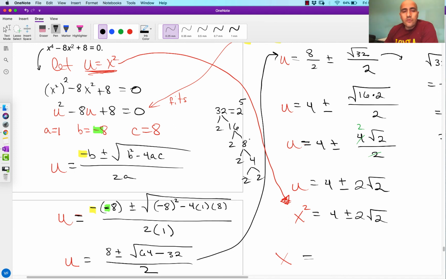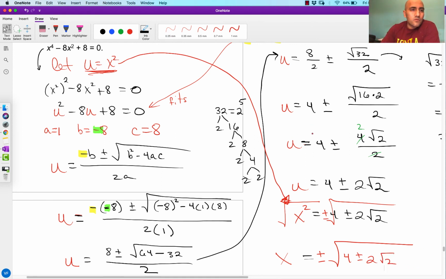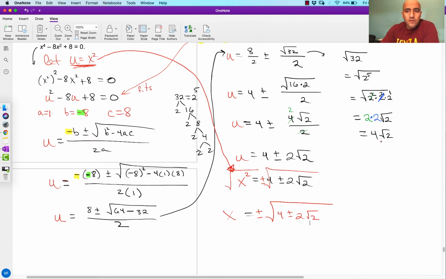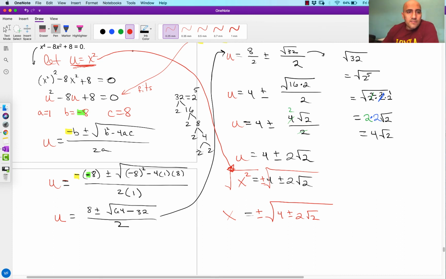Well, let's take the square root of both sides. So I'm going to take the square root of this side and then the square root of that side, keeping in mind that I have to throw in the plus and minus. So it'll be plus or minus the square root of 4 plus or minus 2 root 2. That's ugly. Let me zoom out a little bit. So we have several options here. This leads to several possibilities.